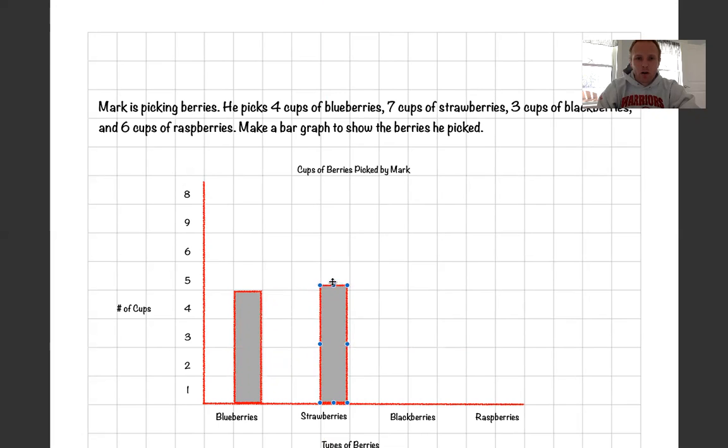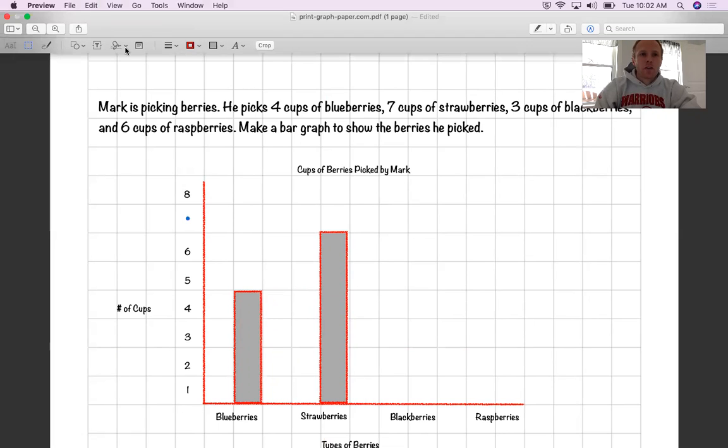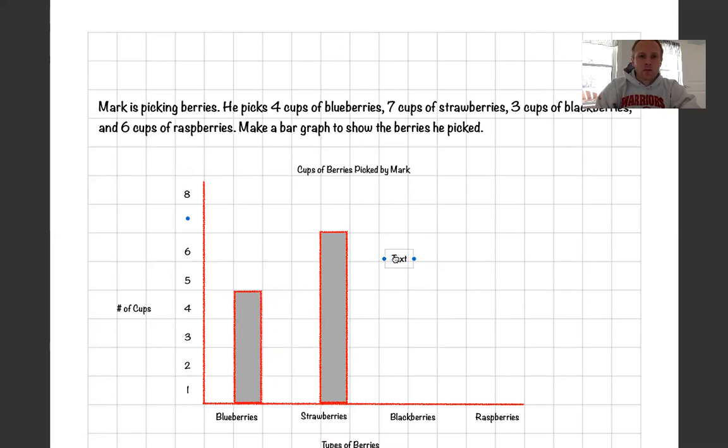So I've done 4, 5, 6. Oops, that's not right. I had a 9 there. That should say 7. Let's get that fixed. Oh, this thing's really not cooperating with me today. 7, that's better.